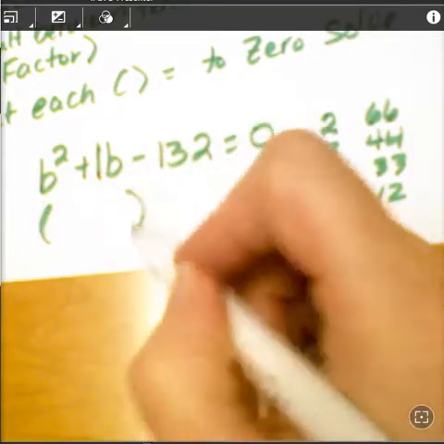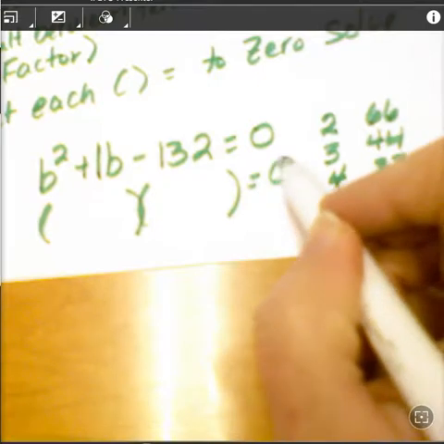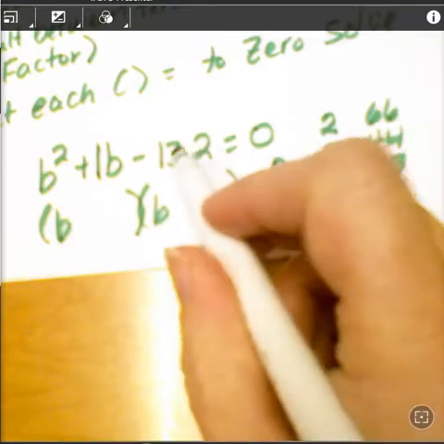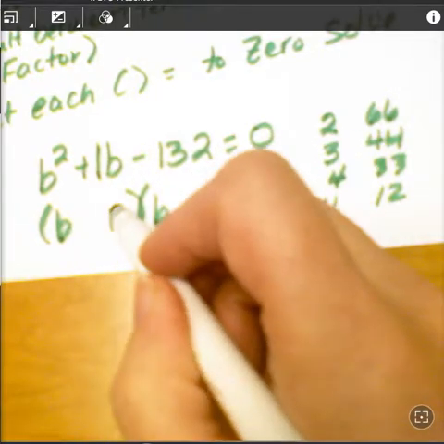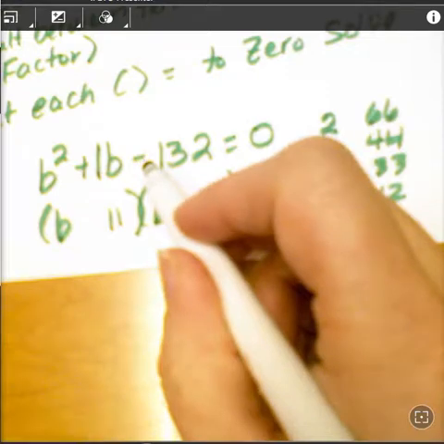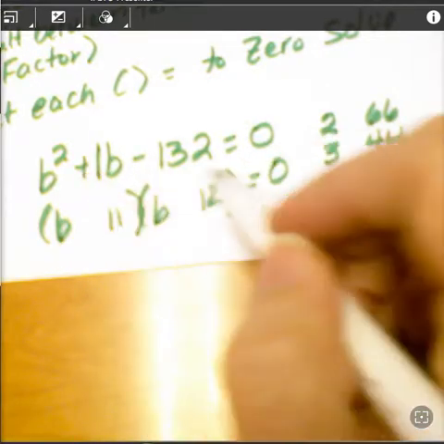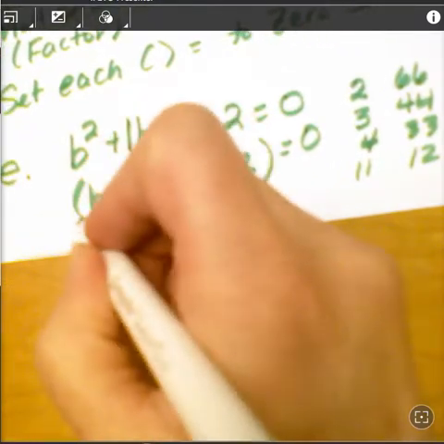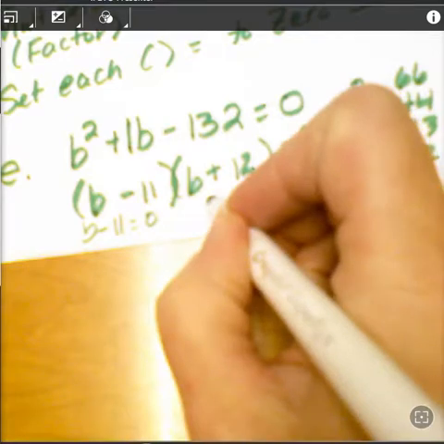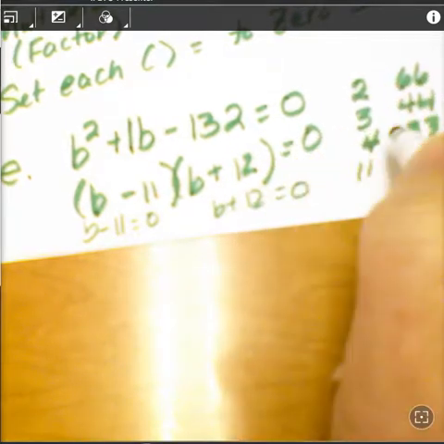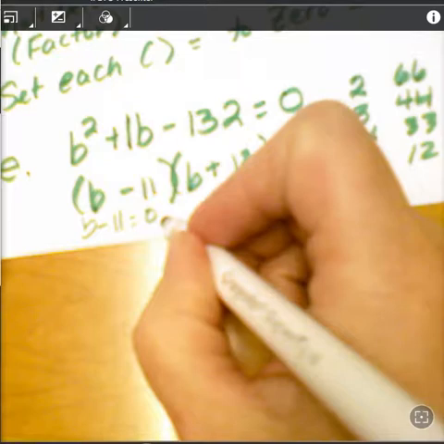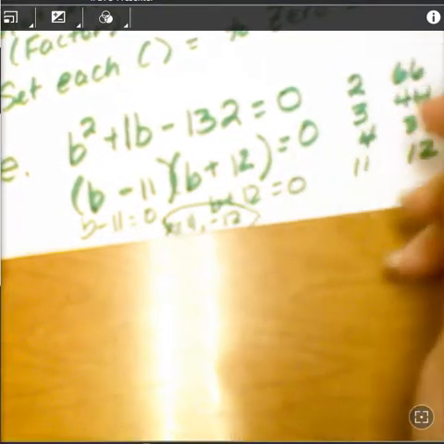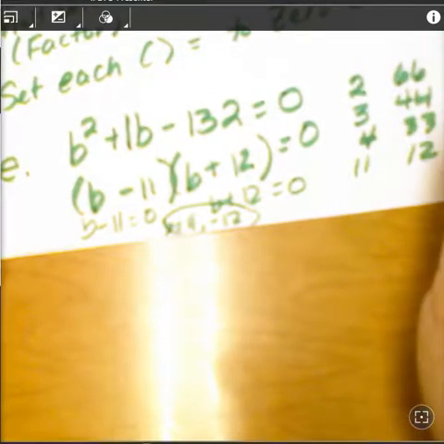So we've got 2 sets of parentheses equal to 0. Factors of b squared are b and b. Factors of 132 that subtract to 1 would be 11 and 12. This tells me my signs are different. This one tells me my larger one is plus. So now I have to set each parenthesis equal to 0. So b minus 11 equals 0, and b plus 12 equals 0. So that tells me that b has to equal 11 and negative 12. Those are my 2 answers, 11 and negative 12.